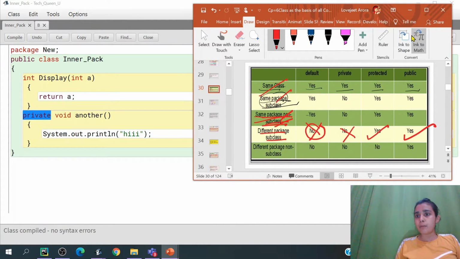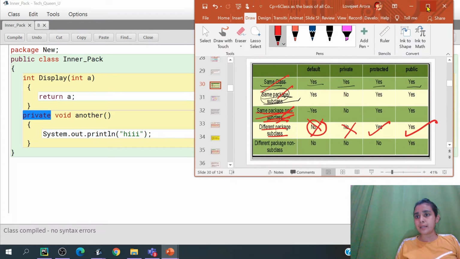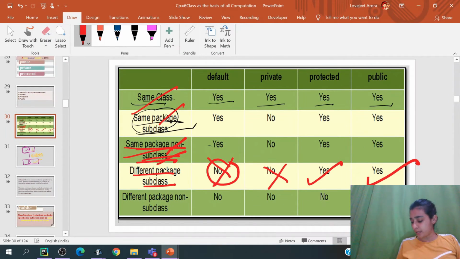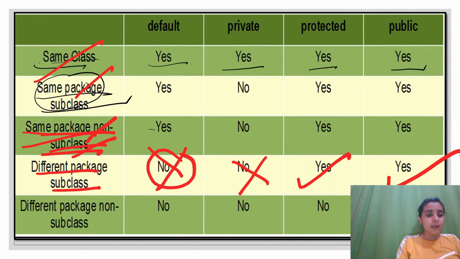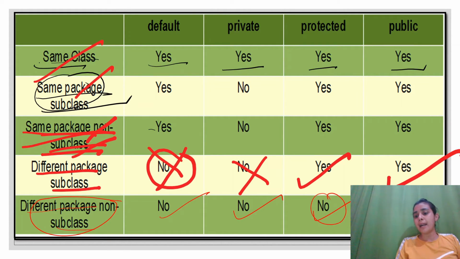Now let's talk about the next thing. Listen everybody. Here we have a different package but non subclass. There is a biggest difference you will find between protected and public, where protected is not accessible outside the package when there is no subclass.